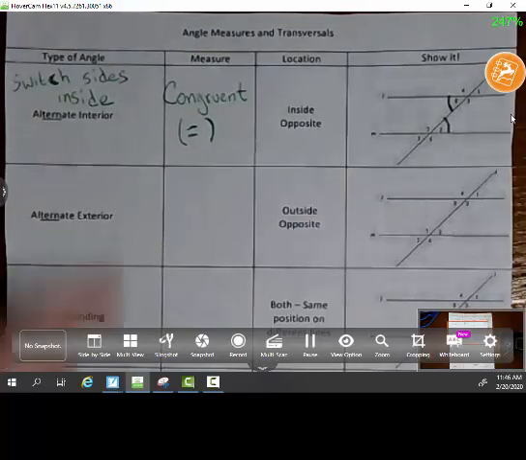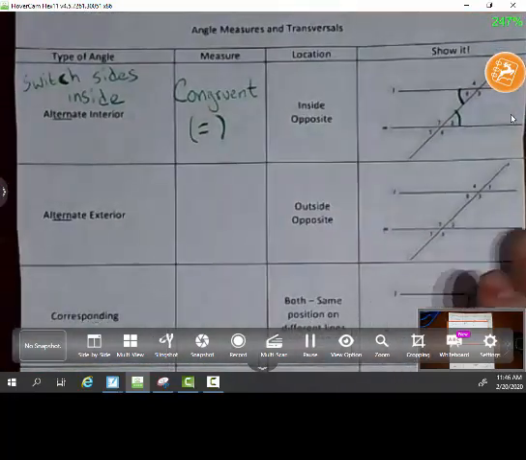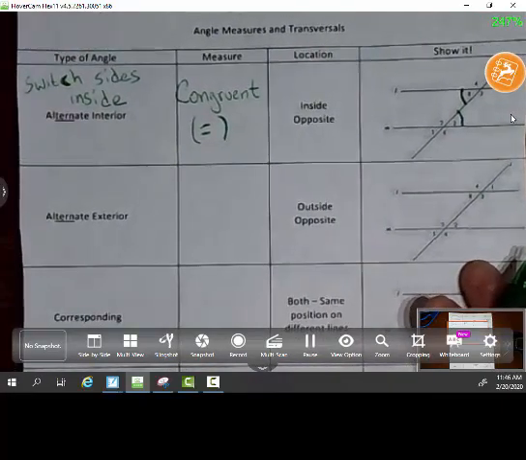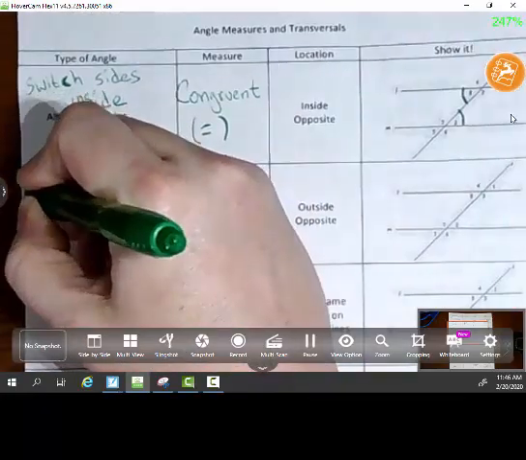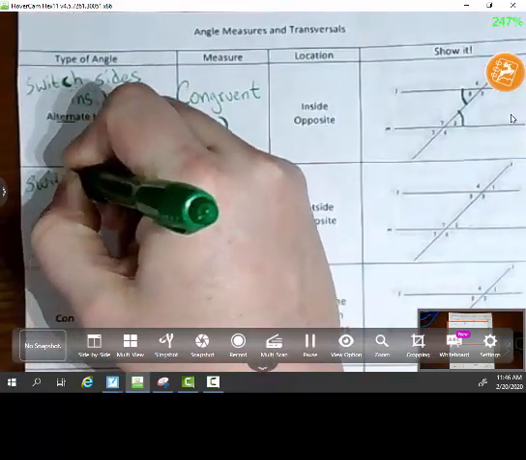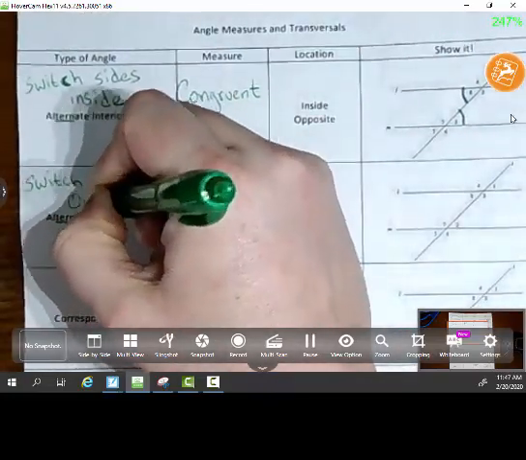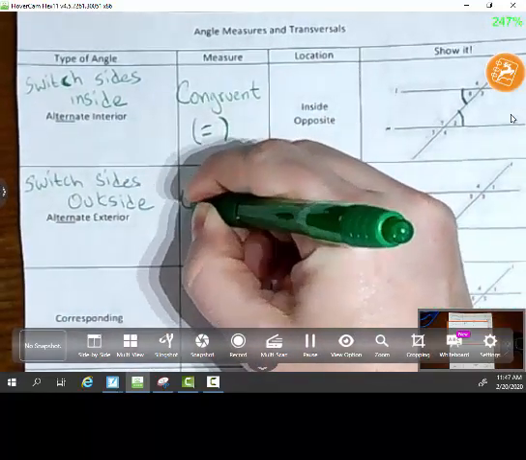Yeah, pretty much. We're just adding the one vocab word. I told you we're going to do a whole bunch of practice. Alternate exterior. What does it mean to be alternate exterior? Switch sides, but instead of on the inside, on the outside. These are also congruent.